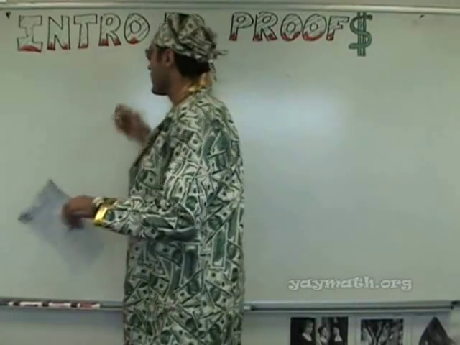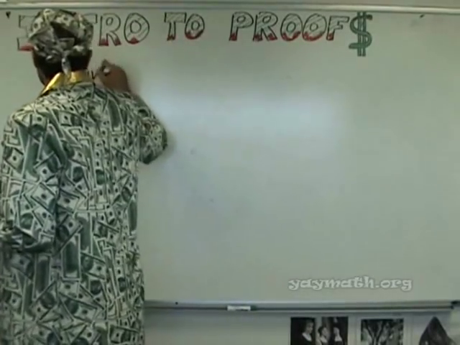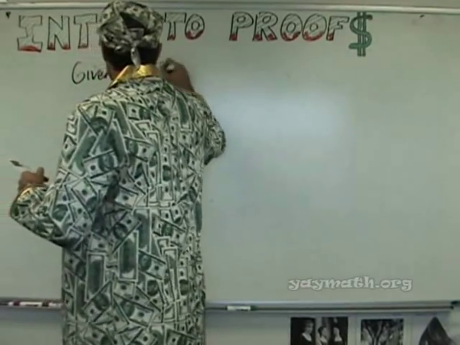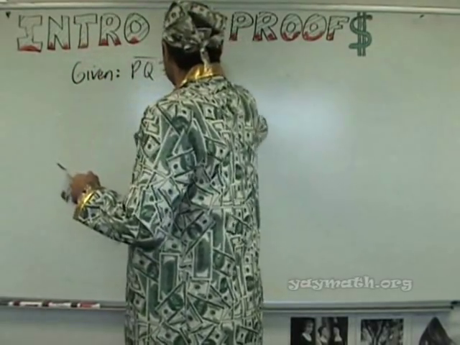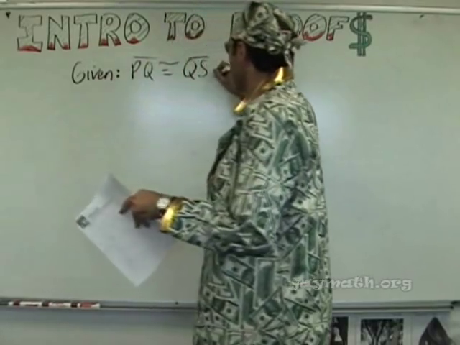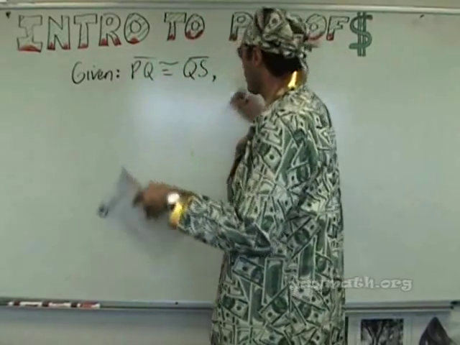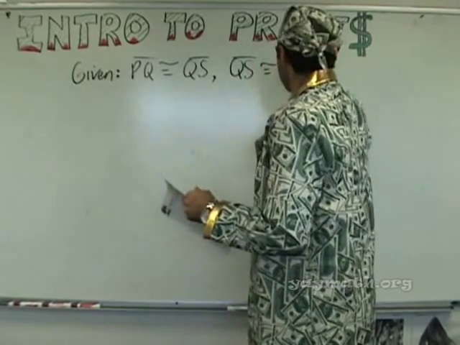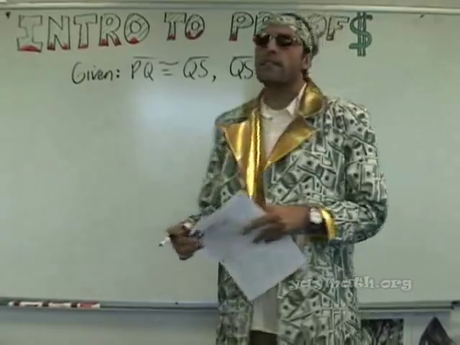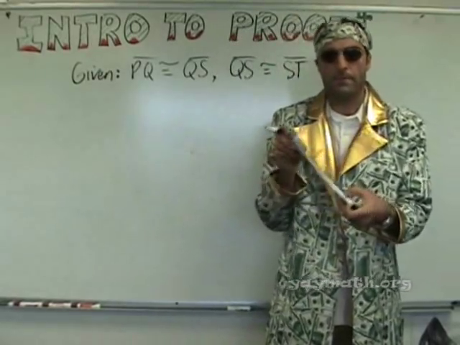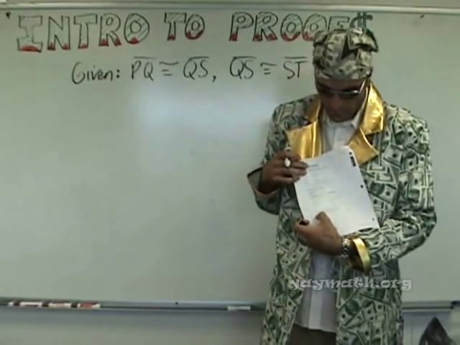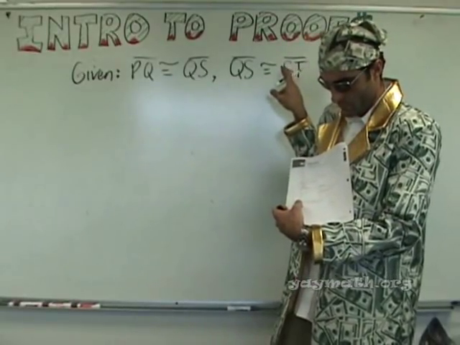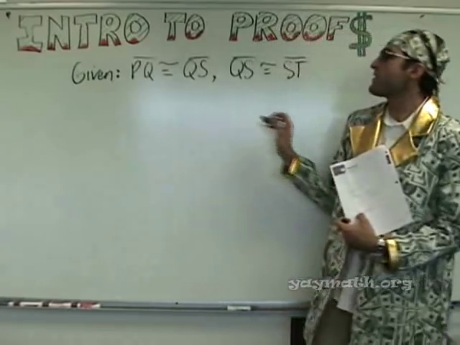Okay. So we got given. All right. PQ congruent to QS. Okay. And then QS congruent to ST. Okay. Can someone read exactly what it says? If PQ is congruent to QS and QS is congruent to ST, then PQ equals ST. Okay. PQ equals ST.